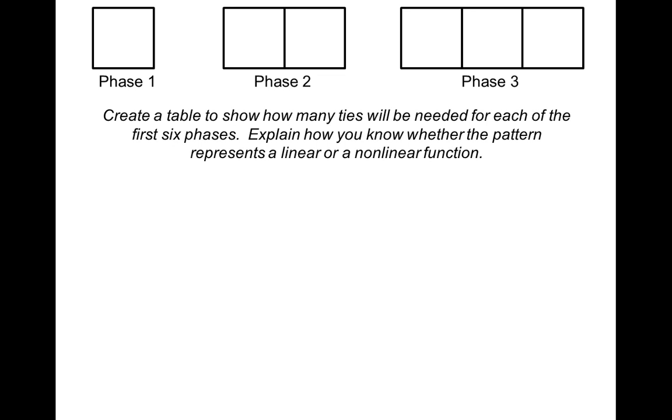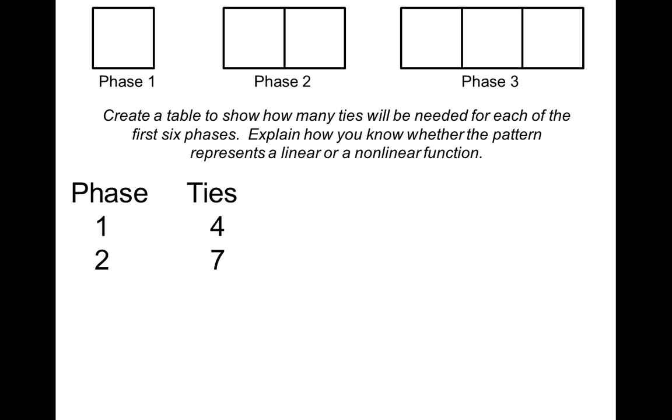that's being asked. We want to create a table to show how many ties will be needed for each of the first 6 phases. So we're going to use some of the problem-solving strategies we've already talked about, one of which is to make a table, and then within that table we're going to see if we can find some patterns. So for example, if we look at the first phase, that means the square, it takes 4 ties to make the first phase. Now the second phase takes a total of 7 ties.